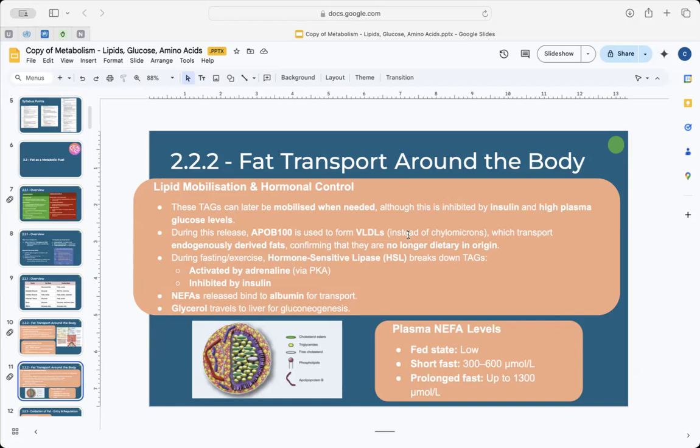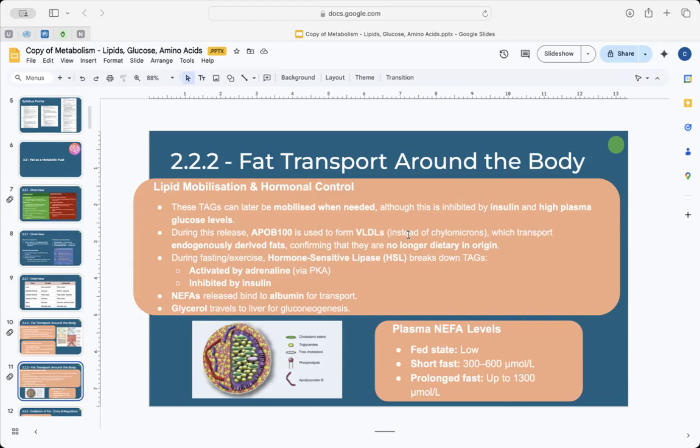Okay, so during fasting and exercise, we have another enzyme, hormone sensitive lipase, that breaks down TAGs again. That's activated by adrenaline and inhibited by insulin this time. The fatty acids released are bound to albumin for transport, and glycerol travels to the liver for gluconeogenesis. You can see the plasma fatty acid levels listed there. In the fed state, they're low. Short fast, you find around 300 to 600 micromoles per litre, and prolonged fast, that goes up to 1,300. So that's our plasma fatty acid levels.